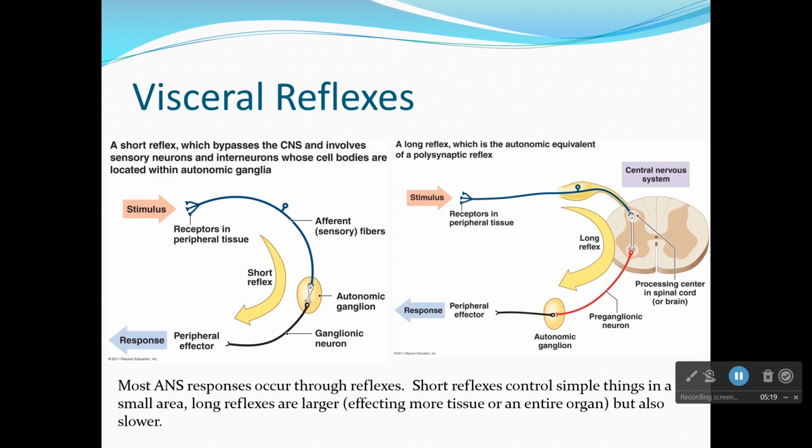These reflexes, these short visceral reflexes, are why we have autonomic ganglia. Because it keeps the autonomic system able to respond quickly to simple stimuli without having to involve the slow brain.